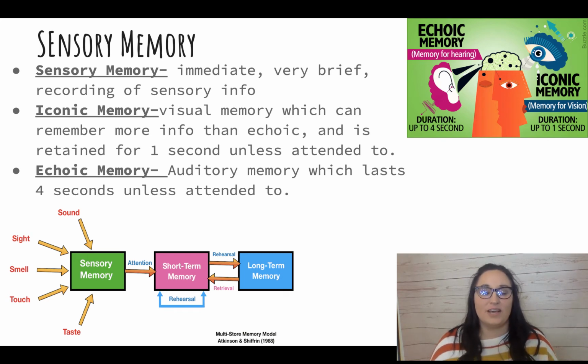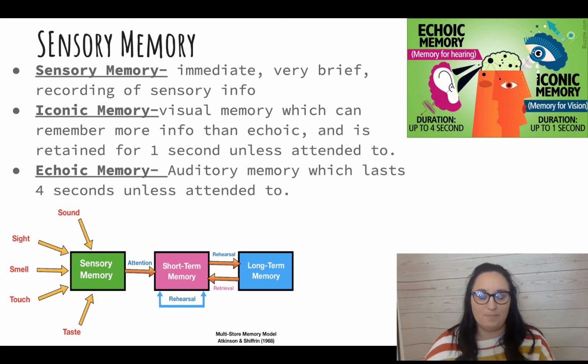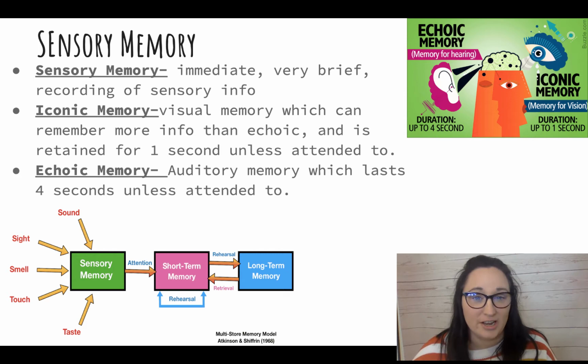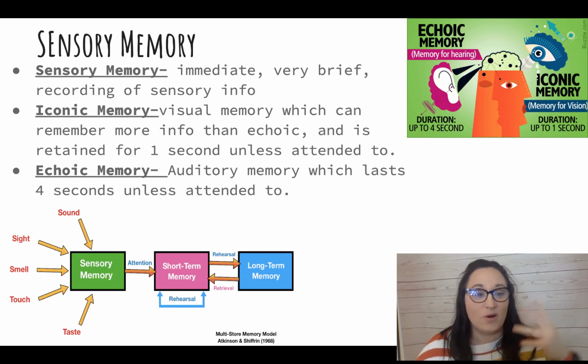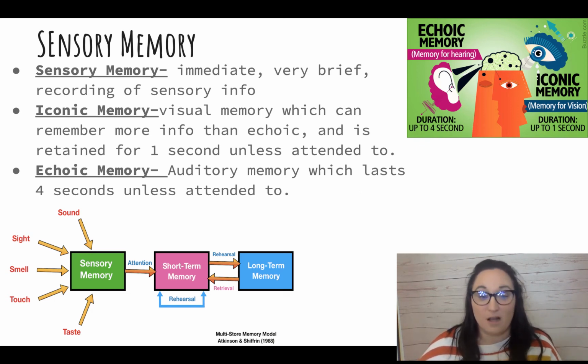Now, obviously, any sort of sensory information can last more than 1 second, more than 4 seconds, if it is attended to. So if you look at this concept map down below, if you pay attention to something that you are seeing because it's visually appealing, maybe it's emotionally charged, right? Then obviously you're thinking about it and remembering it longer. It's in your short-term working memory.